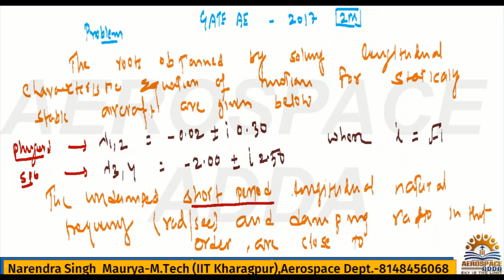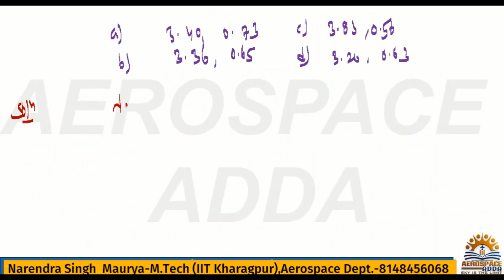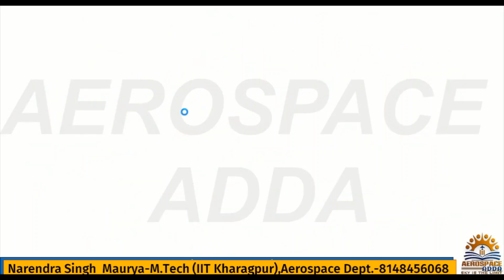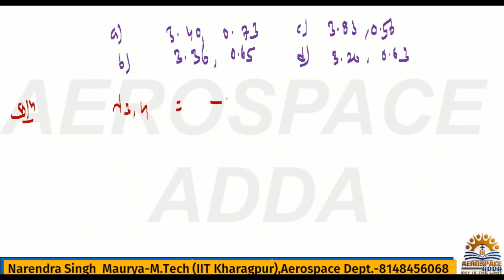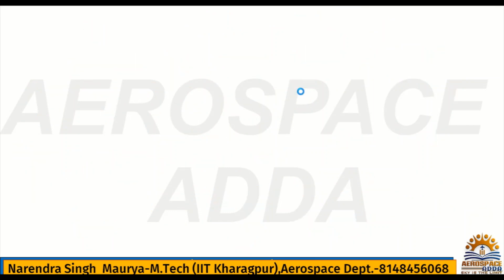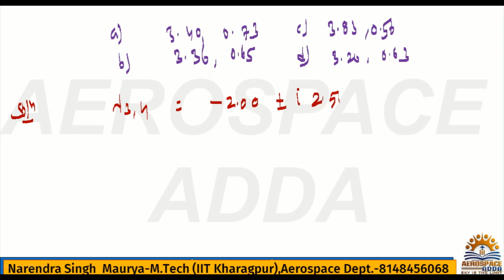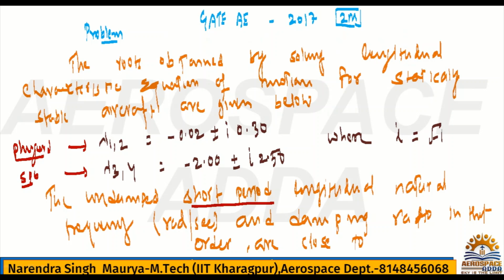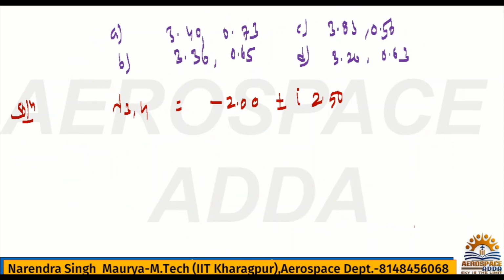Short period oscillation means high frequency, high natural frequency. So it is lambda 3,4. I must write this lambda 3,4 here, and this is nothing but minus 2.00 plus minus i 2.50. Now what are they asking? They are asking only natural frequency and damping ratio, means chi and omega n they are asking.